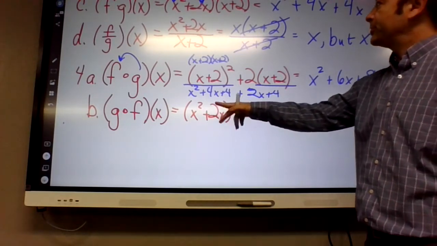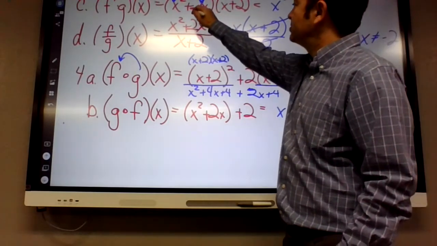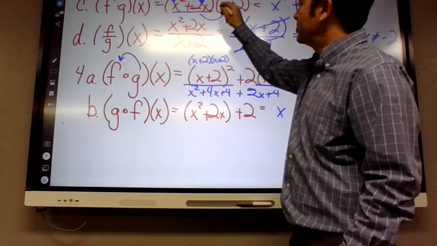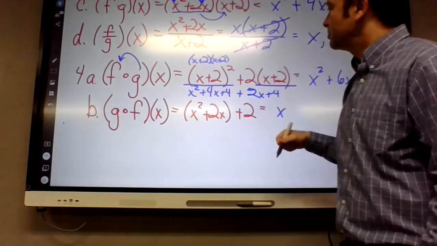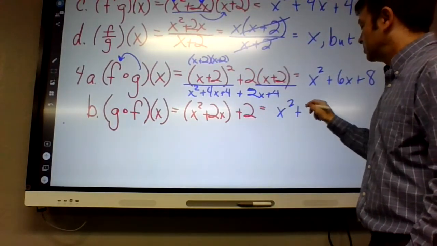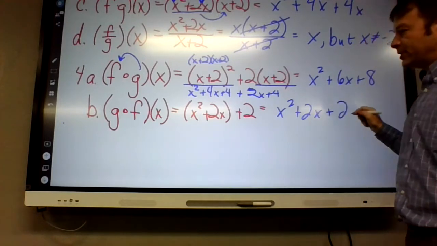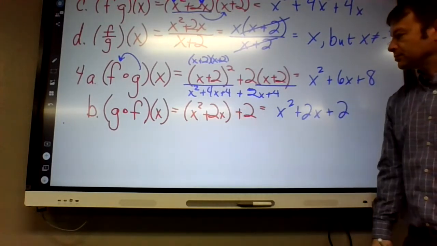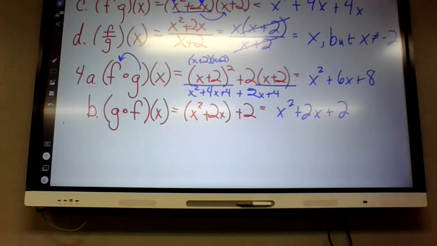So on the other one I put the f into the g, so I just put all this stuff right there. So it's just x squared plus 2x plus 2. Doesn't really simplify any more than that. Parentheses don't do anything when you're adding. Any questions on that?